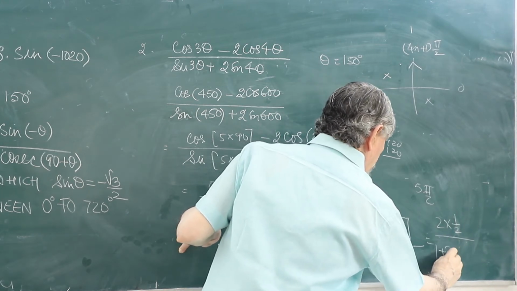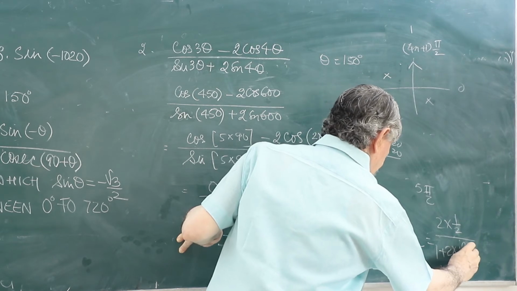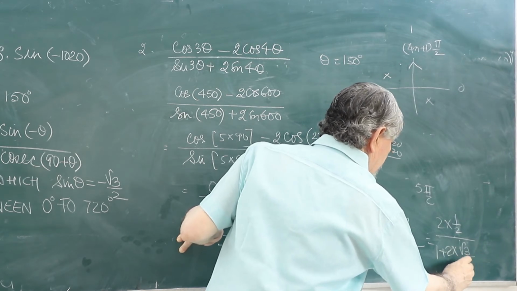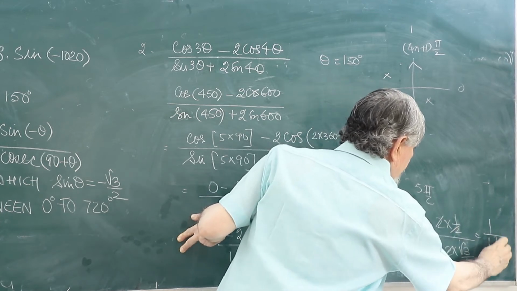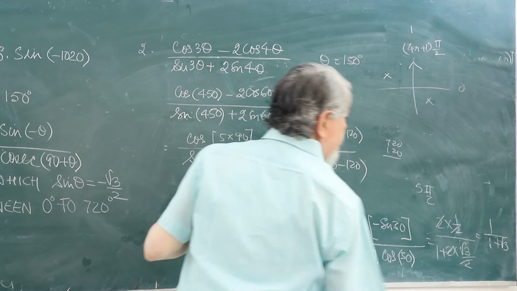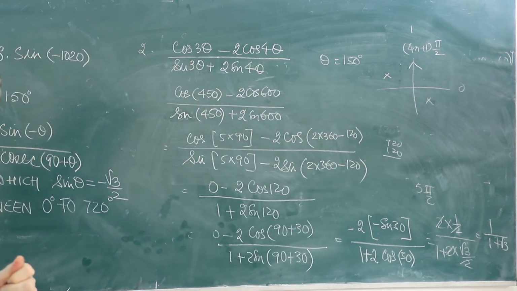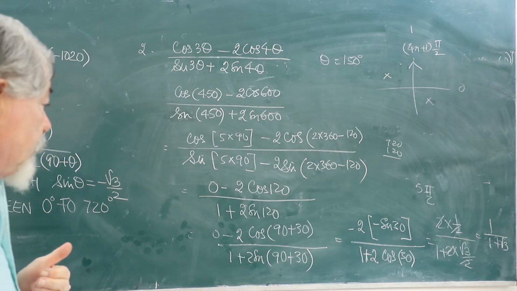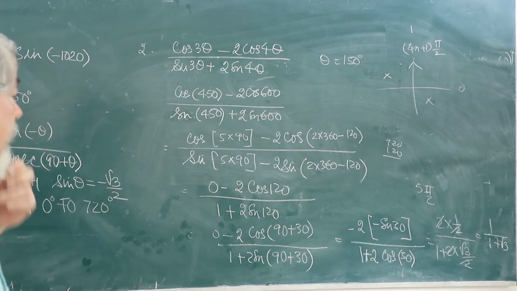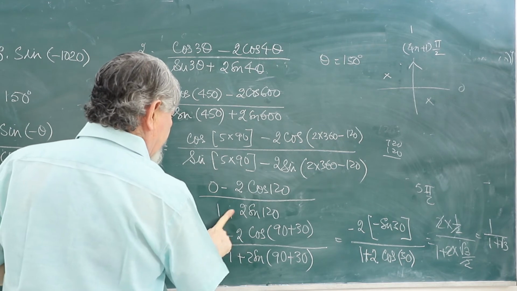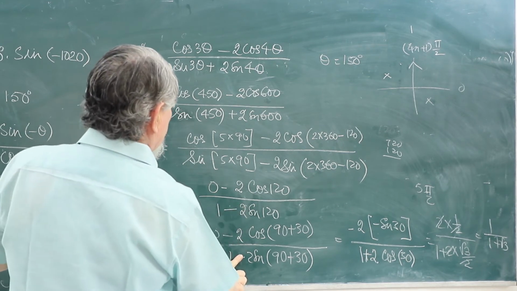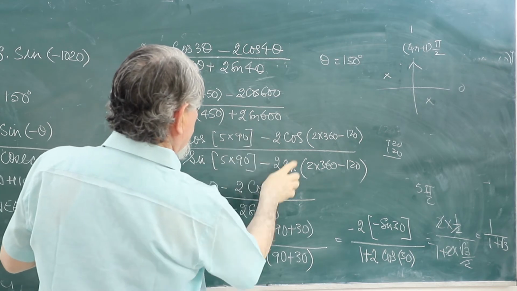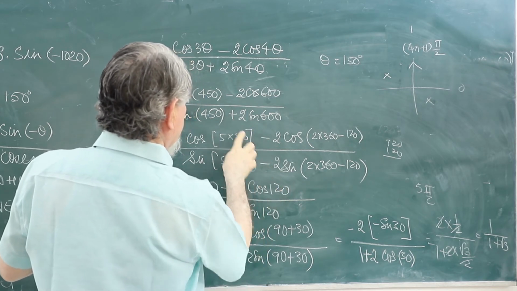1 plus 2 cos 30 is root 3 by 2. So it will cancel. So 1 upon 1 plus root 3. The value will be 1 upon 1 plus root 3. We can change it also. Why did we make it plus here? Why did it change from minus to plus?